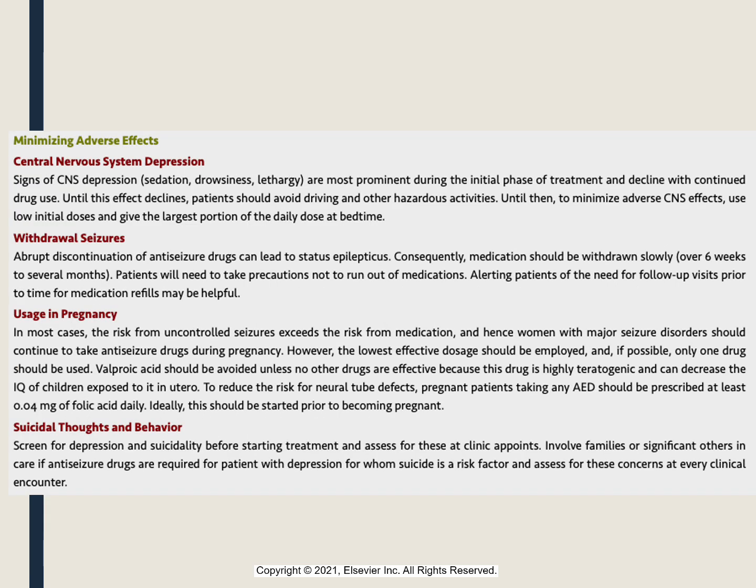This last slide here is dedicated to how we minimize the adverse effects for our patients, ranging from CNS depression, withdrawal seizures, usage in pregnancy, suicidal thoughts, and behavior. So more patient education and more education for the prescribing provider.